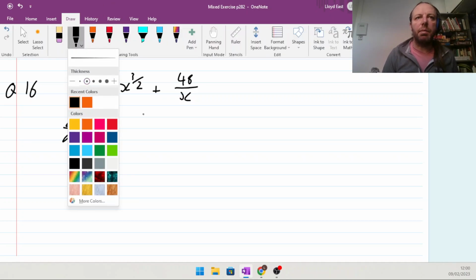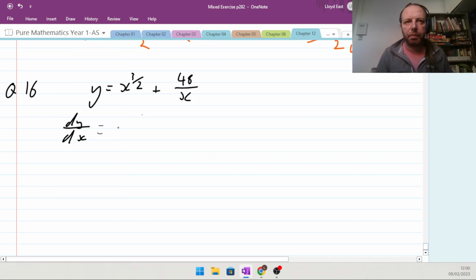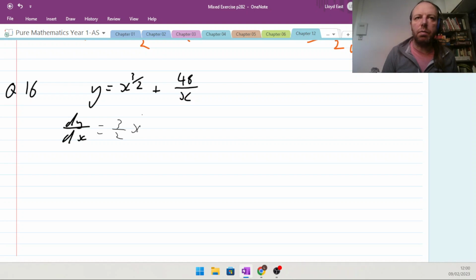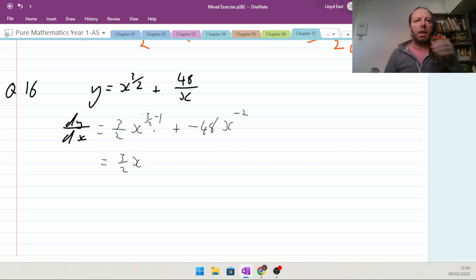Let's have a thinner pen on that. We're going to multiply by the old power, and we're going to do 3 over 2 minus 1 up there. This is going to be a minus 48 when it gets multiplied down by the minus 1, and it'll become x to the minus 2. So we end up with 3 over 2 x to the half, that's 1.5 minus 1, so that's a half, minus 48x to the minus 2.